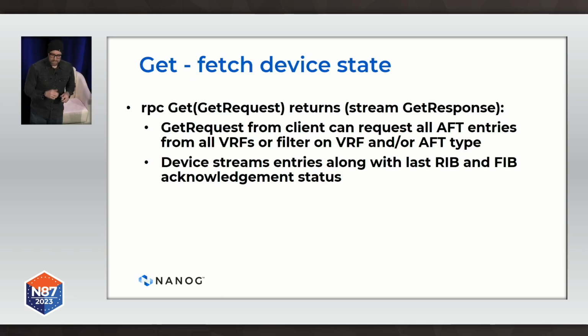Get has a separate response. This allows us to interrogate the device to find out about the gRIBI programmed elements that it knows about. So we can request all of the gRIBI AFT programming entries that we have, or we can choose to filter those based on VRF or based on the AFT type that we're interested in. And if you have negotiated some form of ACK, you're going to get back the entries that correspond to the last confirmed acknowledged entries as programmed.